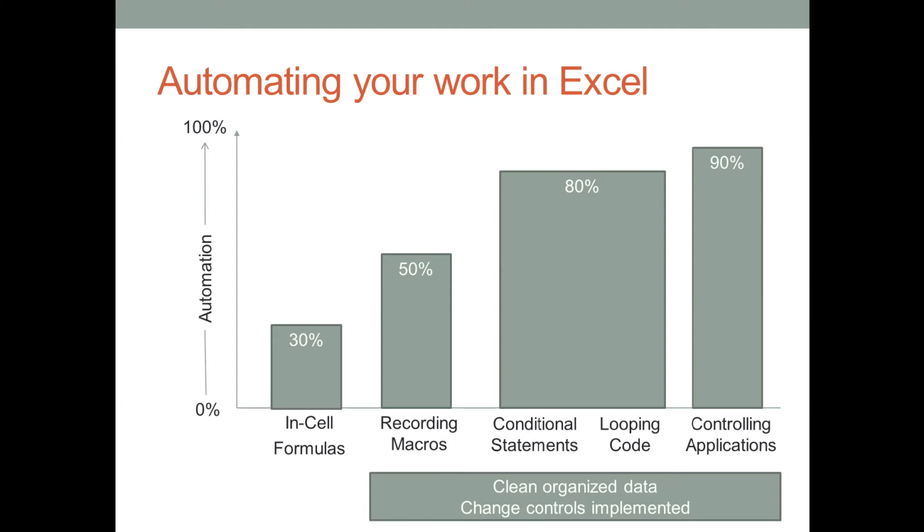We've been looking at this chart throughout this course and progressing along. We said, hey, if we can use in-cell formulas, we can pretty much automate 30% of our data needs. If we can record macros, now we can automate more of our data needs, something like 50%. But we can't do everything. Now we're getting into some coding structures that will allow us to do quite a bit more automation.